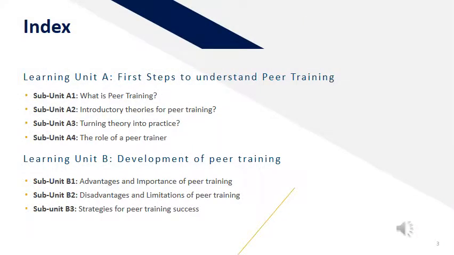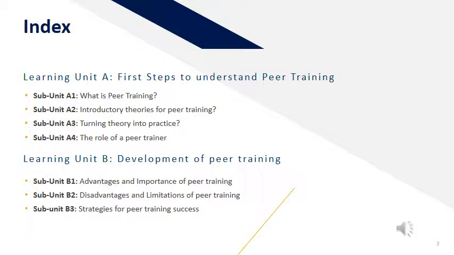The module is composed by 3 learning units. Learning Unit A is about the first steps to understand peer training. It's divided by 4 subunits. The first one is what is peer training. We'll see a bit the basic concepts. Then in subunit 2, we'll see the introductory theories for peer training. In subunit 3, we will turn theory into practice, so we will explain you some practical ways to foment peer training. And in subunit 4, we will explain you a bit the role of a peer trainer.